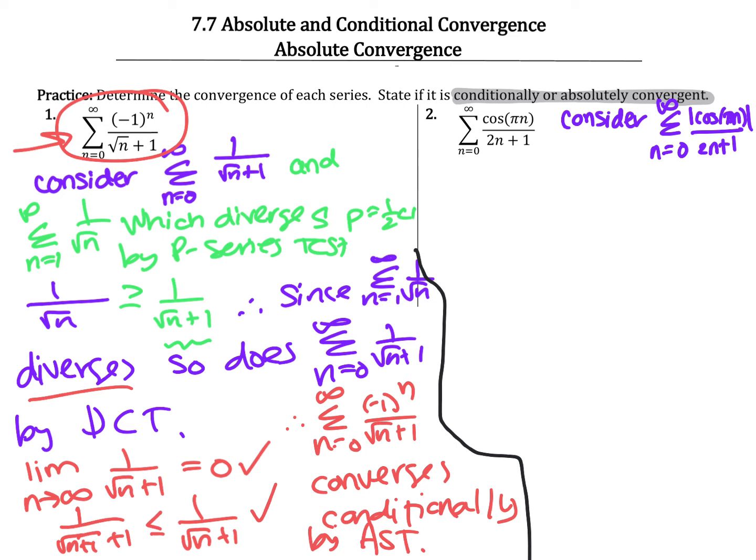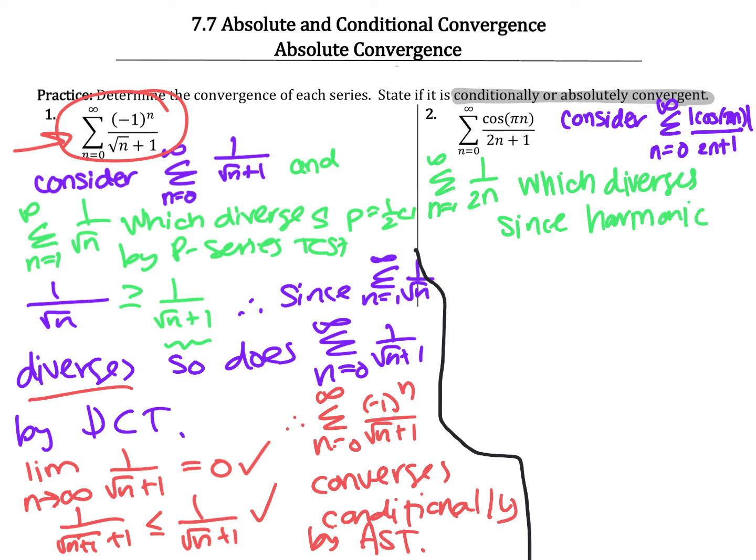I'm going to compare this to the series of 1 over 2n. So the sum from n equals 1 to infinity of 1 over 2n. And I'm going to note that this diverges since it's the harmonic series, or it's 1/2 times the harmonic series, which means now I can use a comparison test to compare this purple series over here with my green one. So I'm going to go ahead and use the limit comparison test here.